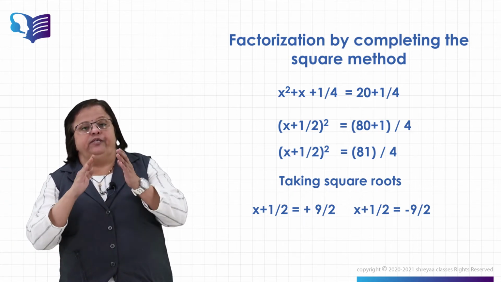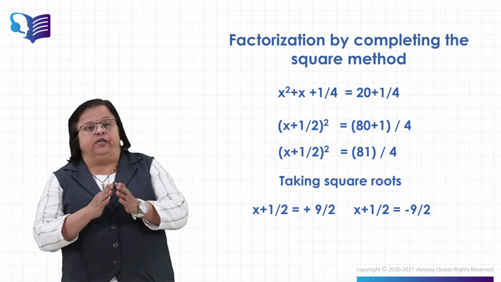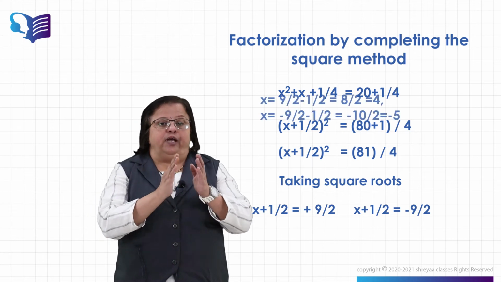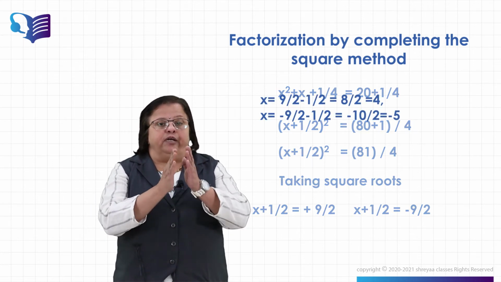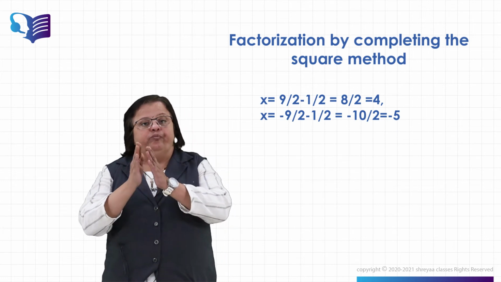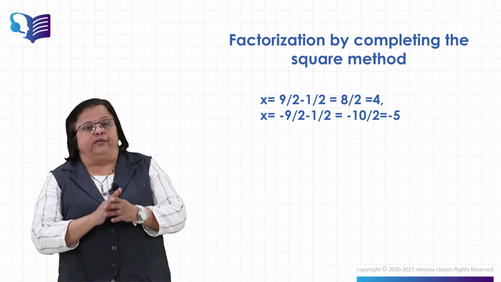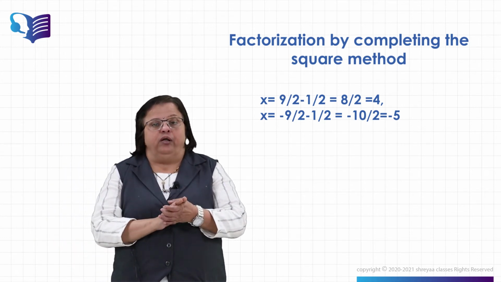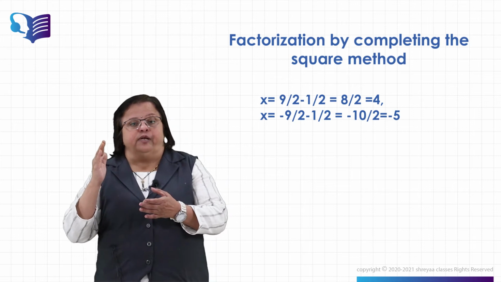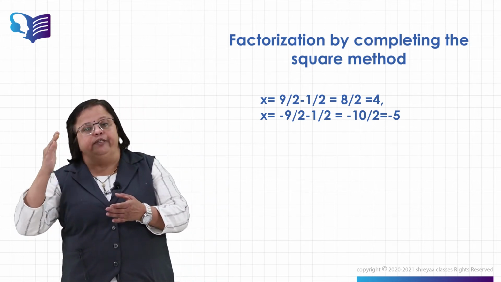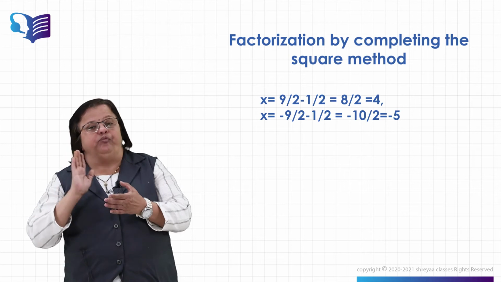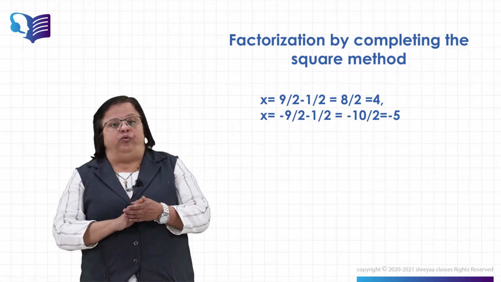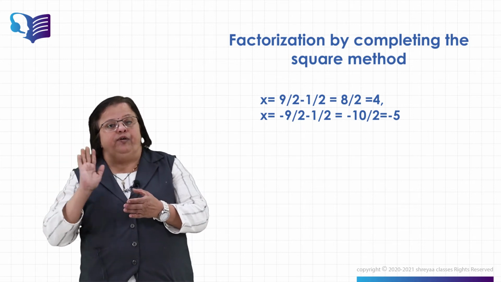Understood? Whenever we take the square roots, we take either plus or minus, both. So it will be x is equal to 9 upon 2 minus 1 upon 2. 9 upon 2 minus 1 upon 2 is 8 upon 2, which is equal to 4. And second type, x is equal to minus 9 upon 2 minus 1 upon 2. That is minus 10 upon 2, which is equal to minus 5.